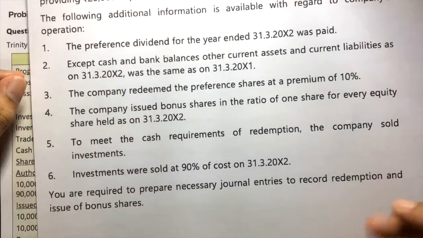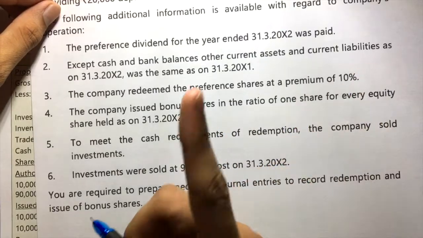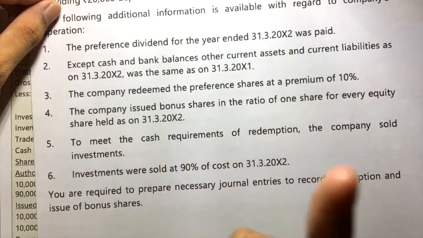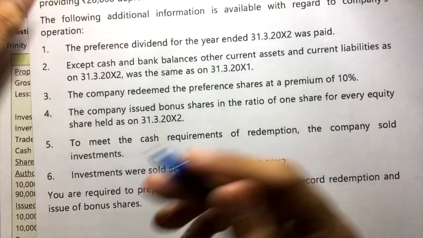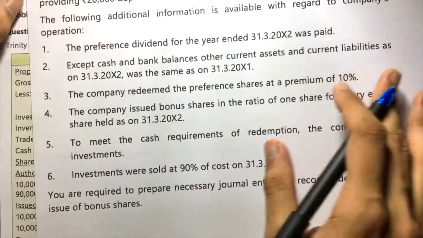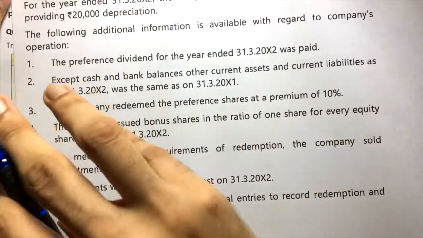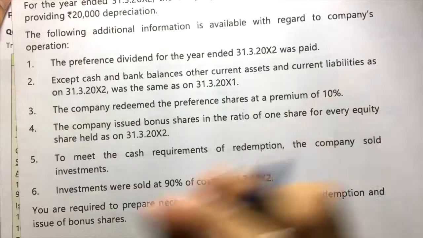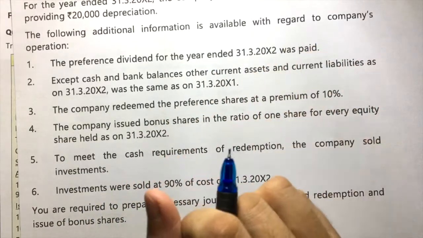Of course not. In the question they have said, see here in the fourth point, the company issued bonus shares in the ratio of 1 share for every 1 equity share held as on 31st March 2022. So a bonus issue is happening. Let's just discuss the basic concept of bonus. What is bonus? Bonus is nothing but converting reserves and surplus of company into equity share capital, right? And this happens in a ratio.